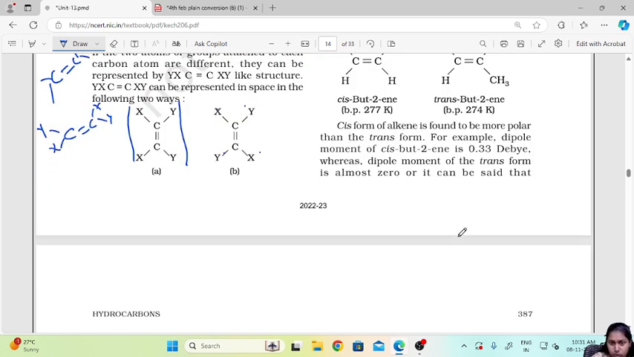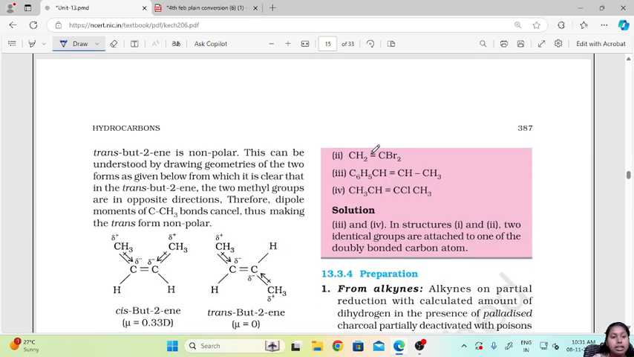So this is trans-butene. Now the cis form of alkenes is found to be more polar than the trans form. For example, the dipole moment of cis-butene is 0.33 D, whereas the dipole moment of the trans form is almost 0. It can be said that trans-butene is non-polar. This can be understood by drawing the geometries of the two forms as given below.